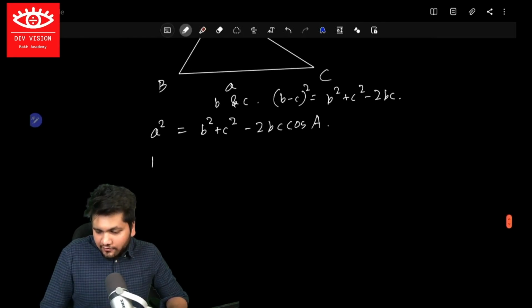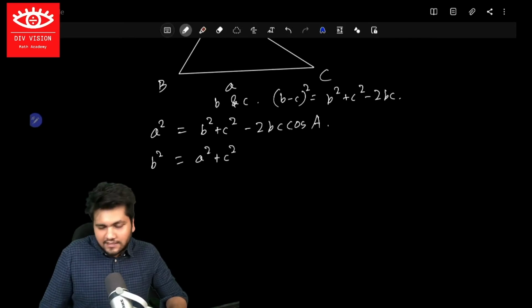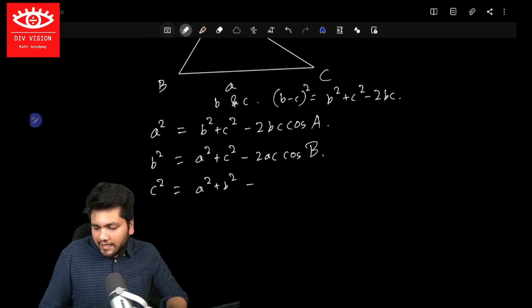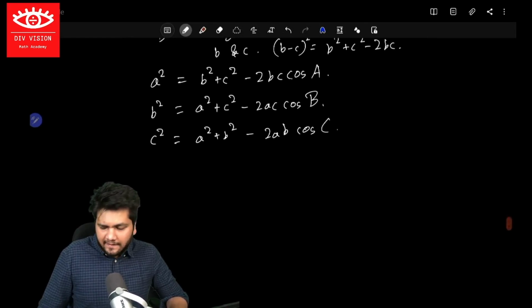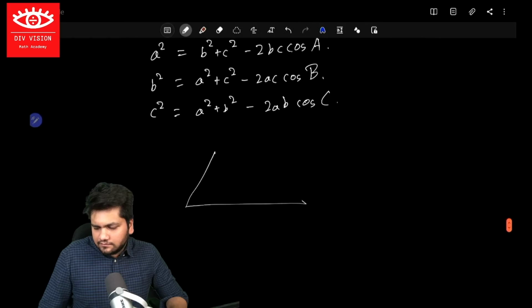Anyways, so again, for B square, it's going to be what? It's going to be A square plus C square. Just write A minus C whole square. It's going to be A square plus C square minus 2AC and cos of angle between them. So it's going to be cos B. And similarly, c square is going to be a square plus b square minus 2ab cos of angle c between them.